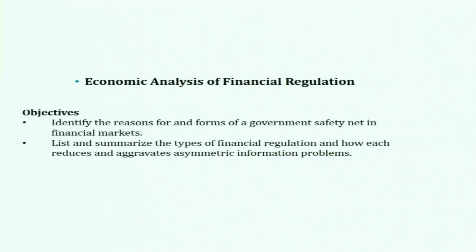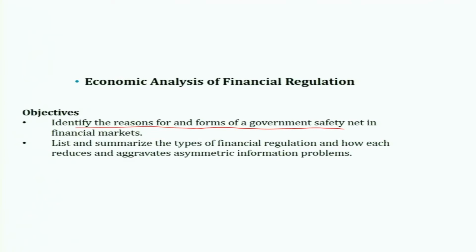It is more of an economic analysis of financial regulation. Importantly, we will see the rationale behind financial regulation. We have seen in one of the previous sessions that the financial sector is one of the most heavily regulated sectors in the economy. Across the globe you can see that the financial sector is the most heavily regulated sector. Here we identify the reasons for and forms of a government safety net in financial markets, and subsequently how the government safety net itself has been contributing to financial crisis, the collapse of the financial system, or affecting its health.